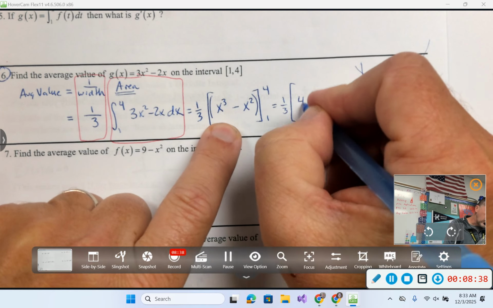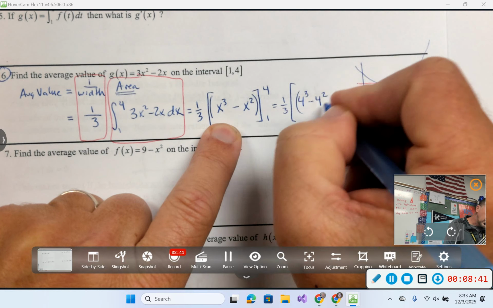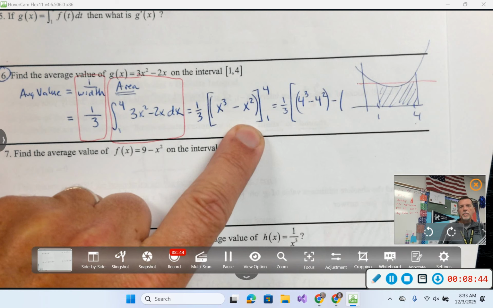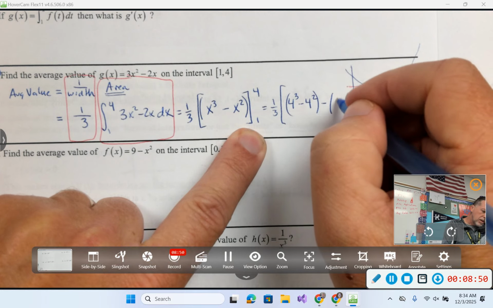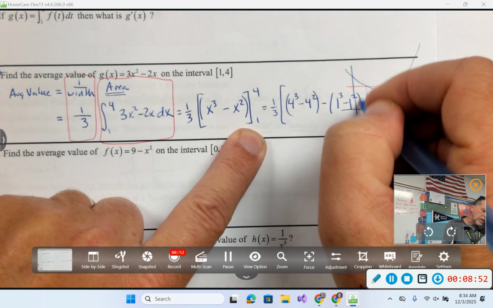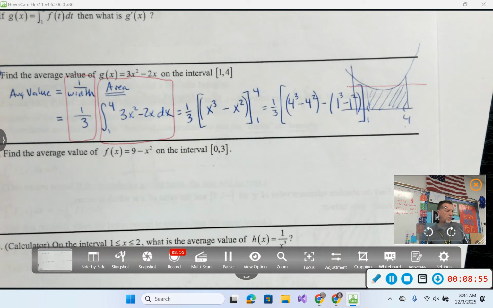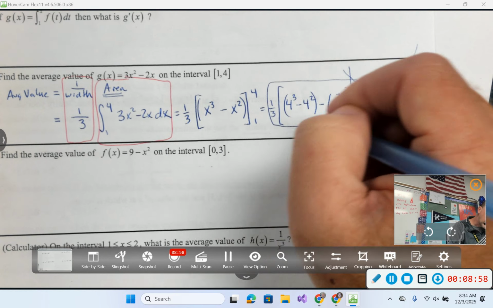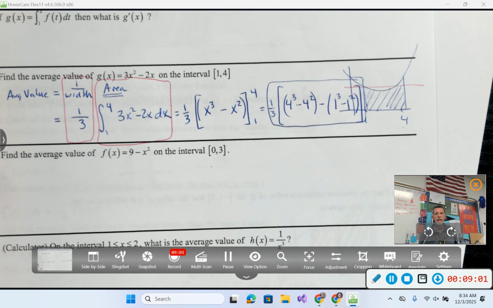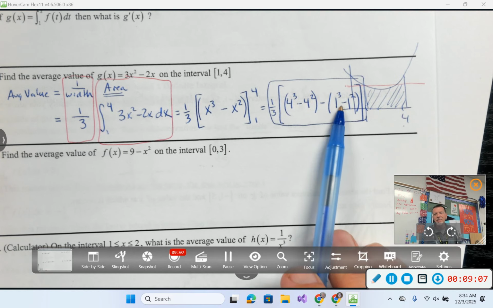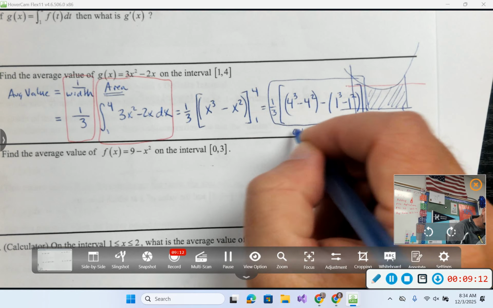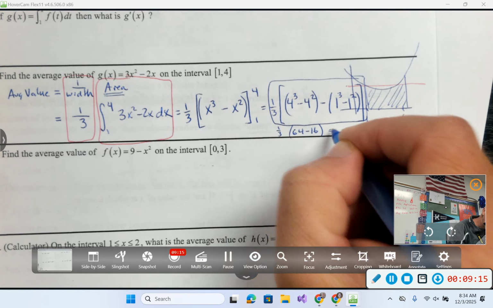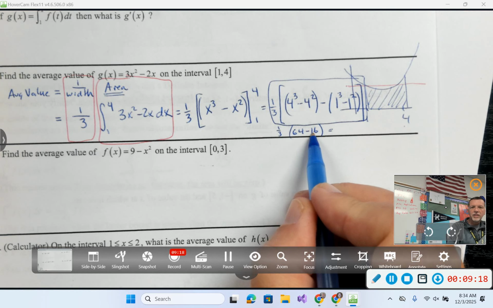And I'm going to have a big safe stop coming soon here. So if I plug in 4 cubed minus 4 squared. And then if I plug in 1, so plug in the top minus plug in the bottom, 1 cubed minus 1 squared. That's a safe stop. But it's a safe stop that we could clean up quite a bit. Because 1 minus 1 is 0. 64 minus 16 is 48. Divided by 3 is 16.